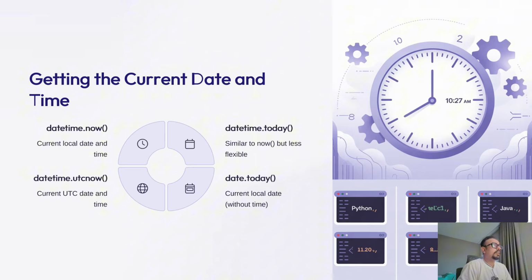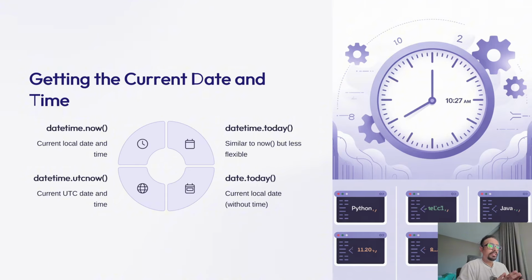Now let's talk about how to get the current date and time. When you want to get the current date and time, that is year, month, date, hours, minutes, seconds, milliseconds, then you use datetime.now. This is going to give you the current local date and time. When you say datetime.today, it is going to give you a similar result. When you say datetime.utcnow, it is going to give you the UTC date and time, that means along with the time zone. And when you say date.today, it is only going to give you the date.